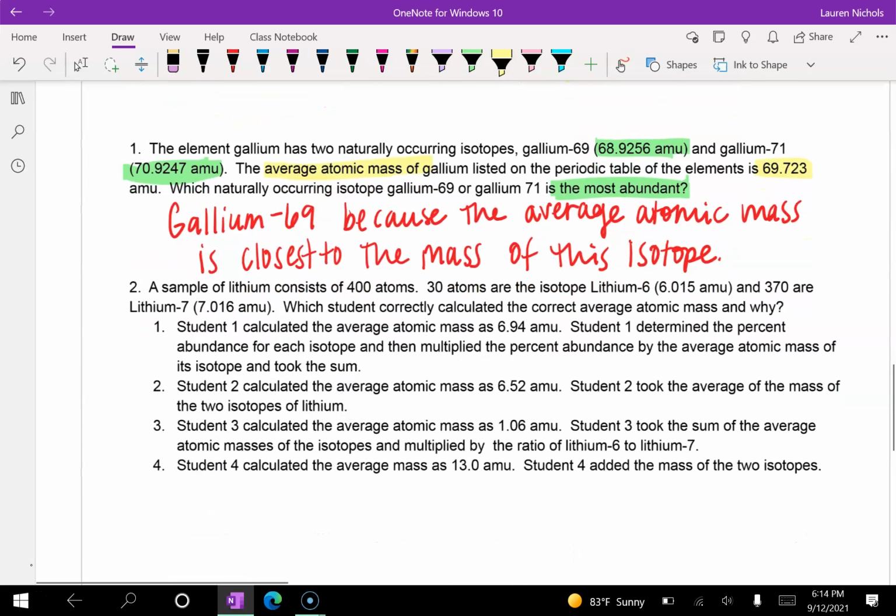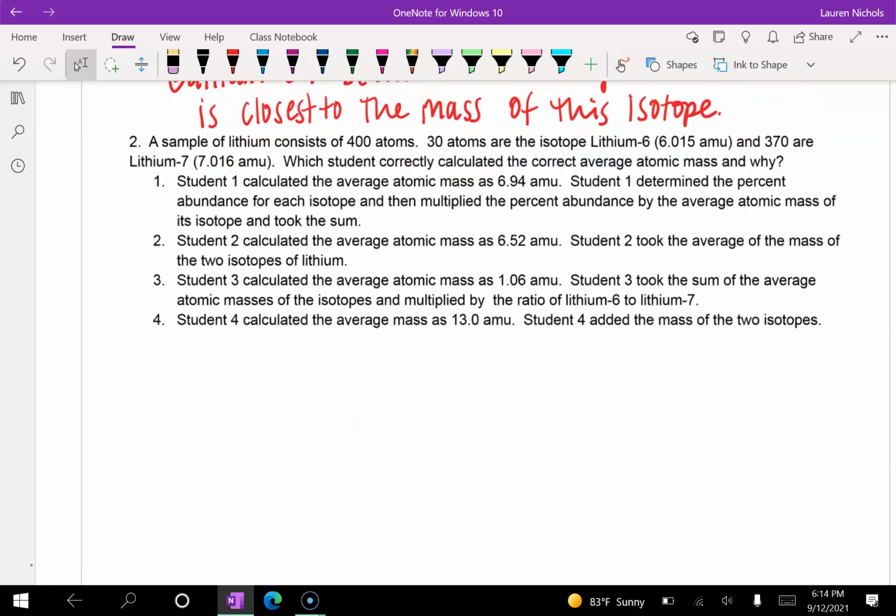Now, for this last question, I wanted to go through this actually in a video, not just to check your answers, because it's a little bit different and it is a multiple choice question, and some of you have been struggling with thinking through all of your questions. So it wants to know which student correctly calculated the correct average atomic mass and why. And so you're going to have different masses and different students, and so in order to do this, we're actually going to have to do it ourselves.